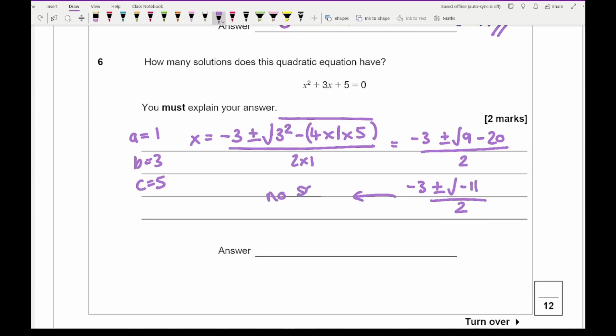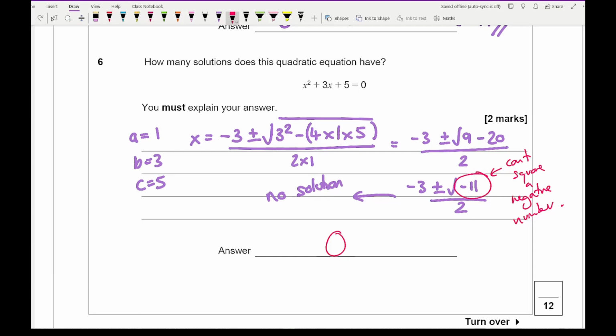Now from this, if you type this into your calculator, you're going to get a math error, but basically there are no solutions, and the reason for that is because you can't square root a negative number. So therefore there are no solutions to this, so the answer is going to be 0.